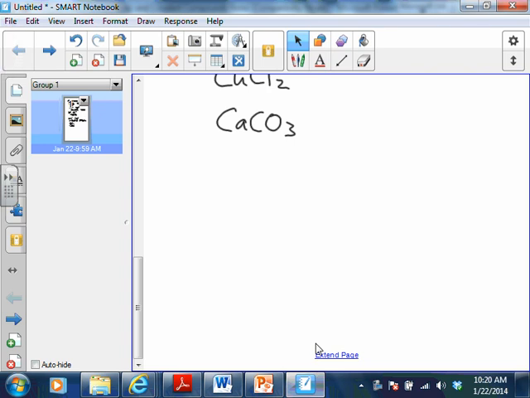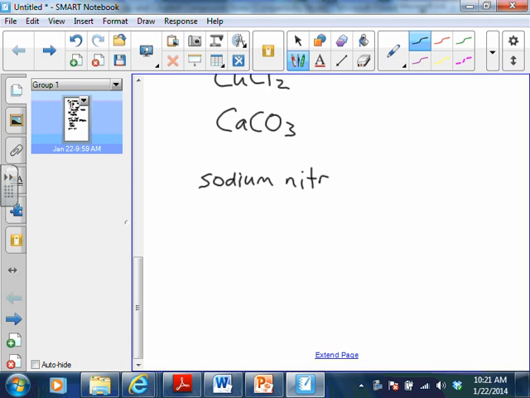Now, we know that's a polyatomic ion because you've got 3 different elements there. So the first one is easy to name. Na is sodium. What's NO3? That's nitrate. So sodium nitrate. That's not too bad, right? What about K2SO4? Potassium, and then you look up SO4, and SO4, according to your chart, is sulfate.